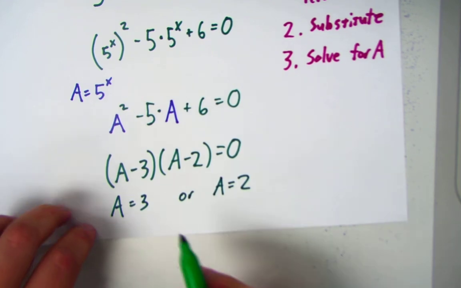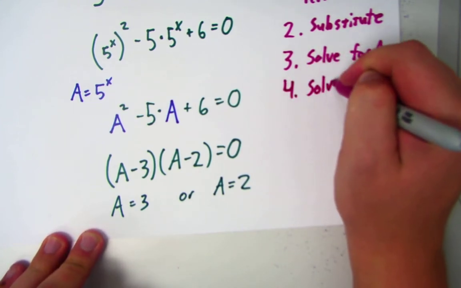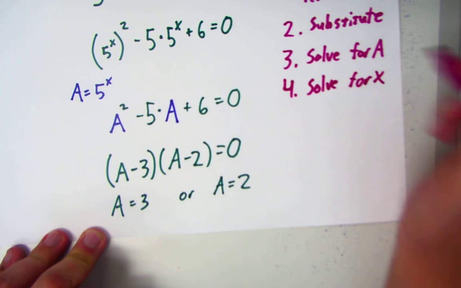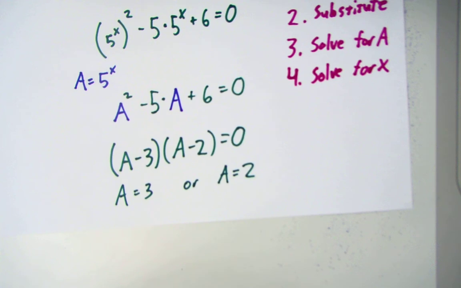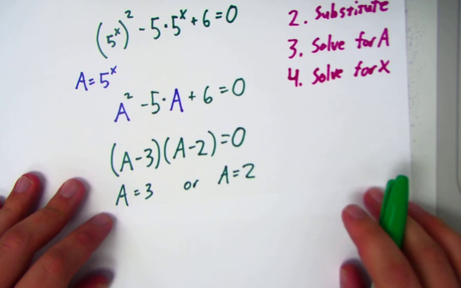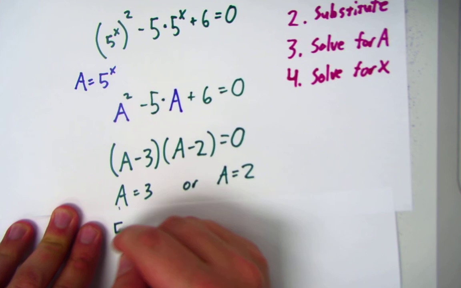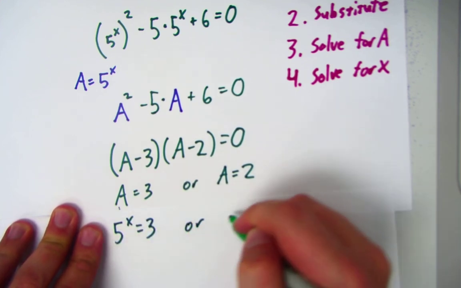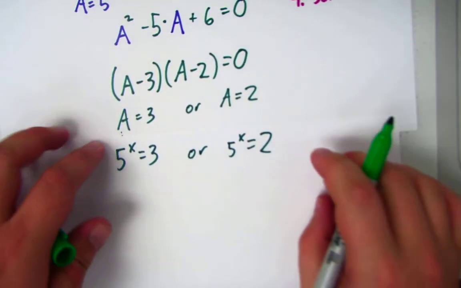And now that we solved for a, we go ahead and solve for x. Do not be that person on a quiz or test who gets so excited about reaching this point that you forget to go back and actually solve the original problem. The original problem was all about x's. If you say a equals 3 or a equals 2, that has nothing to do with the problem. The problem didn't have an a in it. So to solve this now, if a equals 3 and a is 5 to the x, I'm going to say 5 to the x equals 3 or 5 to the x equals 2. So now I just have to solve these.